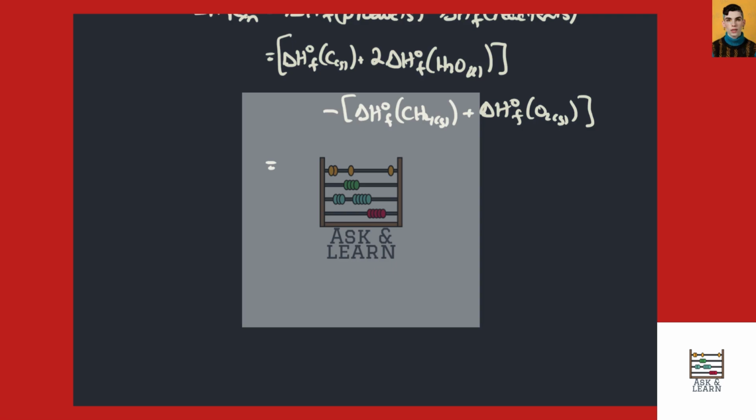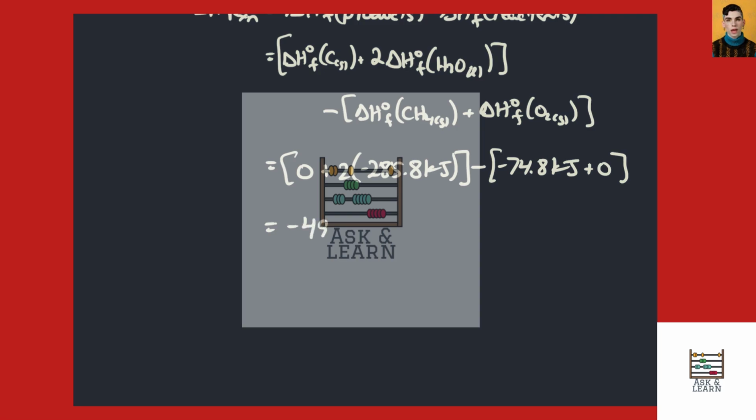Substitute our values in here. Delta H naught formation of carbon is 0. H2O liquid is negative 285.8. Delta H naught formation of CH4 is negative 74.8. Delta H naught formation of O2 is 0. And this works out to negative 496.8 kilojoules for our first reaction.